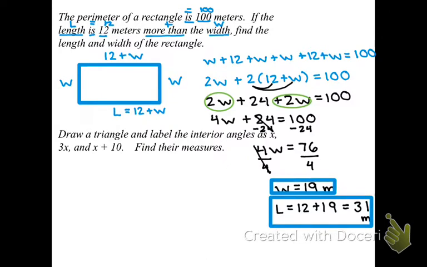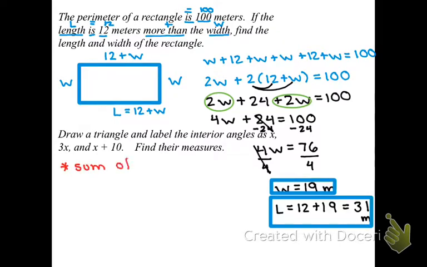All right, last one here. We have a problem that says draw a triangle and label the interior angles as x, 3x, and x plus 10, and we want to find their measures. What's important to realize about this problem is that the sum of all the angles in a triangle equal 180 degrees. So let's make a little note of that.